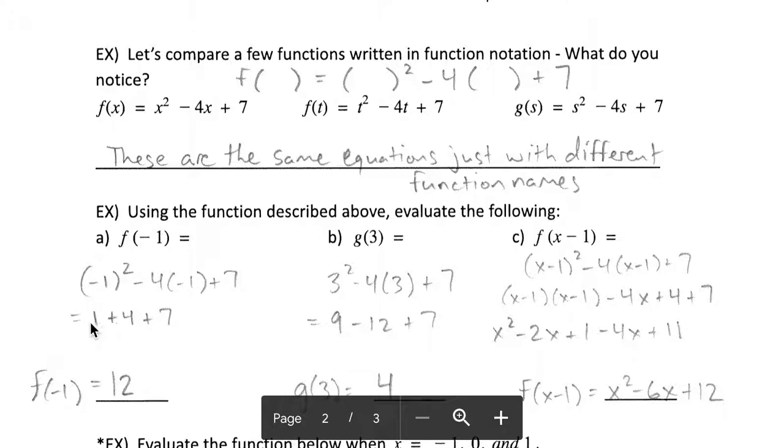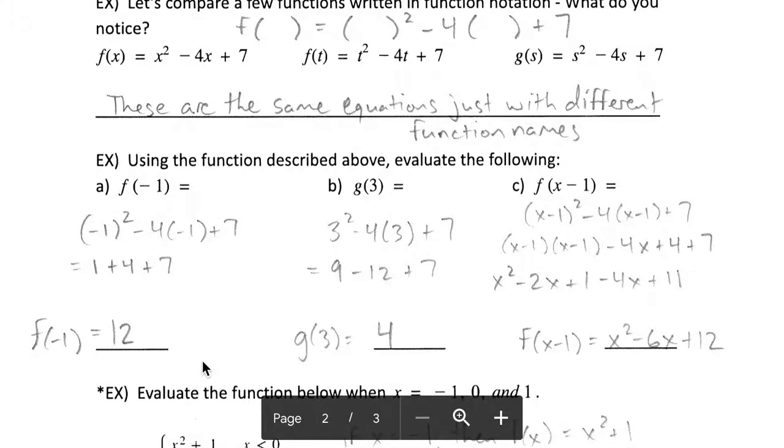So -1 squared is 1, -4 times -1 is 4. If we add 7 to all that, we get 12. So write a complete mathematical sentence here. Let's say that f of -1 is 12, or function f is 12 given an input of -1. Lots of ways that we can talk about it.